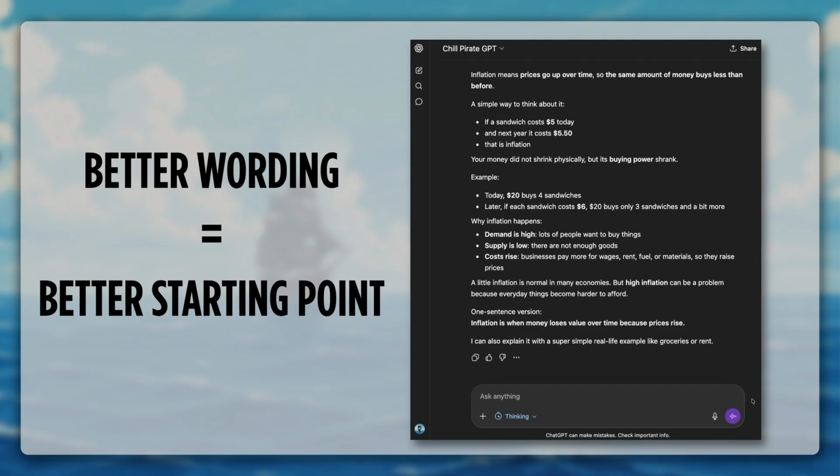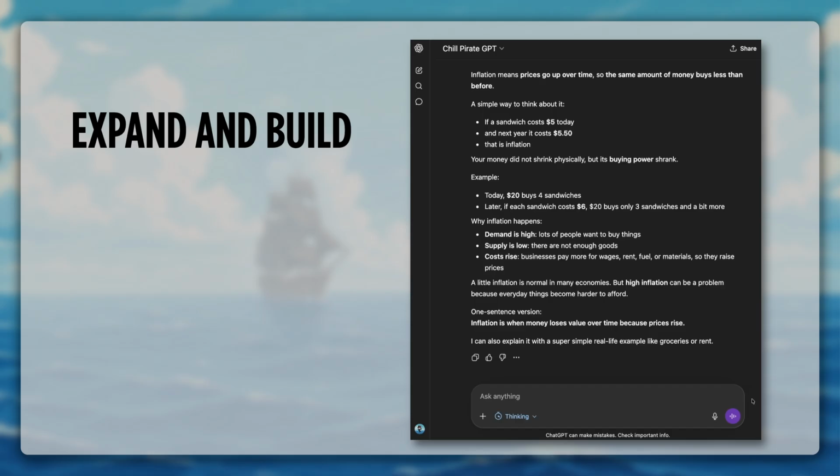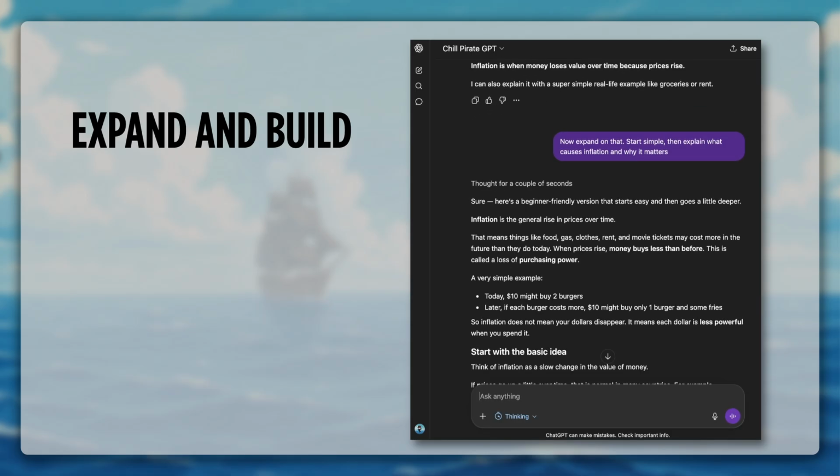Now that we have the simplest version, the next move is not to jump straight into a giant wall of detail. It's to expand, one layer at a time. This is where AI can be very useful as a tutor because you can control the level. So instead of asking for everything about inflation, try something like this. This is better because you're keeping the explanation connected to what you already understood. You're not starting over, you're building on your understanding.